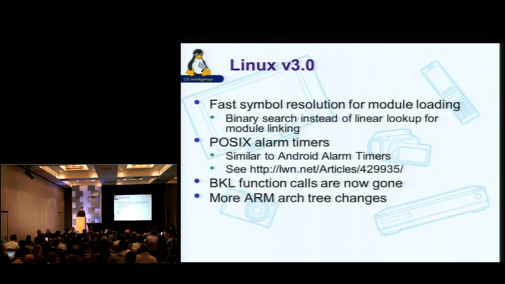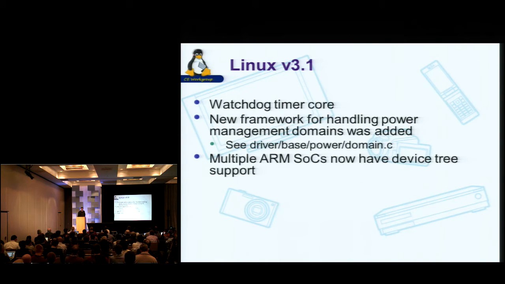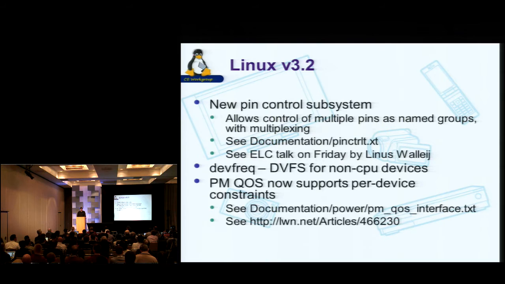The big kernel lock function calls were gone, and there were more architecture tree changes in 3.0. In 3.1, we saw the addition of something called a watchdog timer core, so there's a new watchdog framework in the kernel. There's also a new framework for handling power management domains that was added, and you can go look in the code base at that. Also, I think in 3.1, we're seeing a lot more board support packages adopting device tree or integrating device tree support, which is really good.